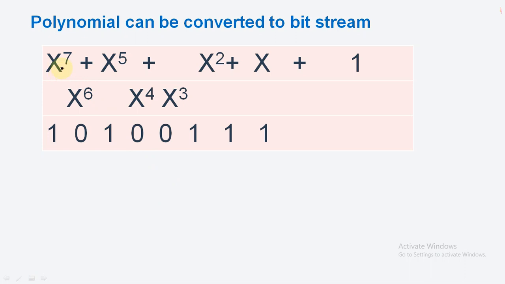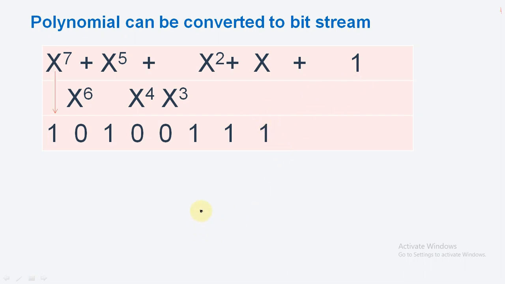Let us say this is the polynomial x to the power of 7, x to the power of 5, x square, x plus 1. So in place of x to the power of 7, 1 is placed, and in place of x to the power of 6, because it is absent, it is 0. x to the power of 5 is present, it is 1. x to the power of 4 is absent, it is 0. x cube is absent, 0. x square is 1. x is 1, and the constant term is 1. Therefore, the number of bits in the data stream represented as a polynomial will have one extra bit. This extra bit is devoted to the constant term.